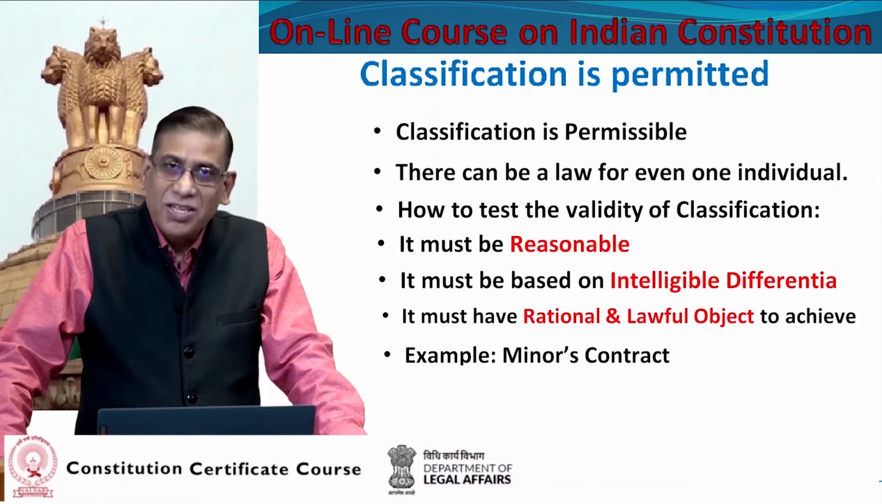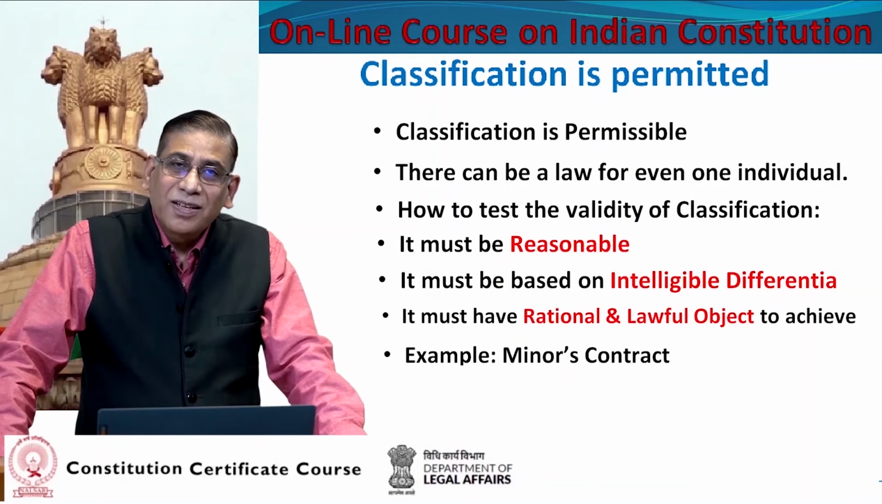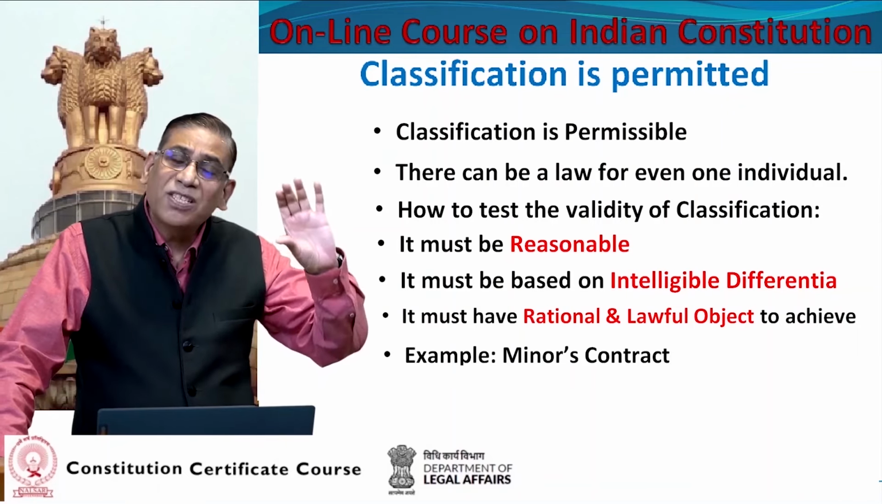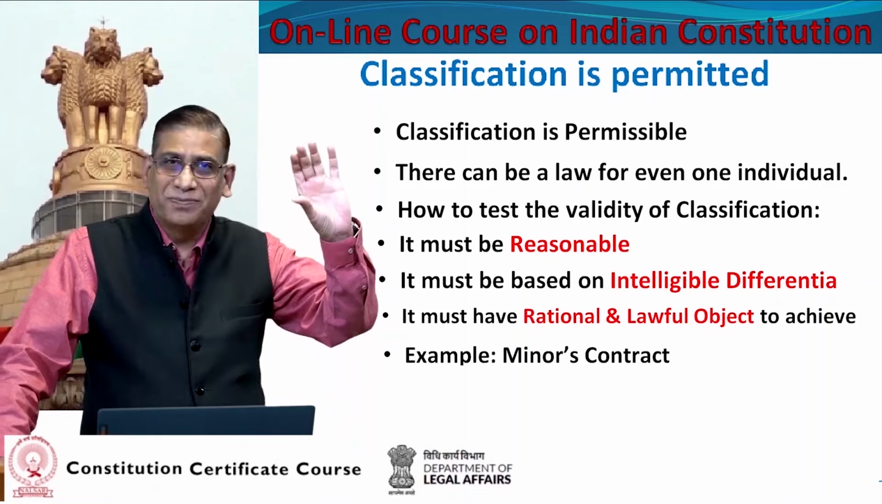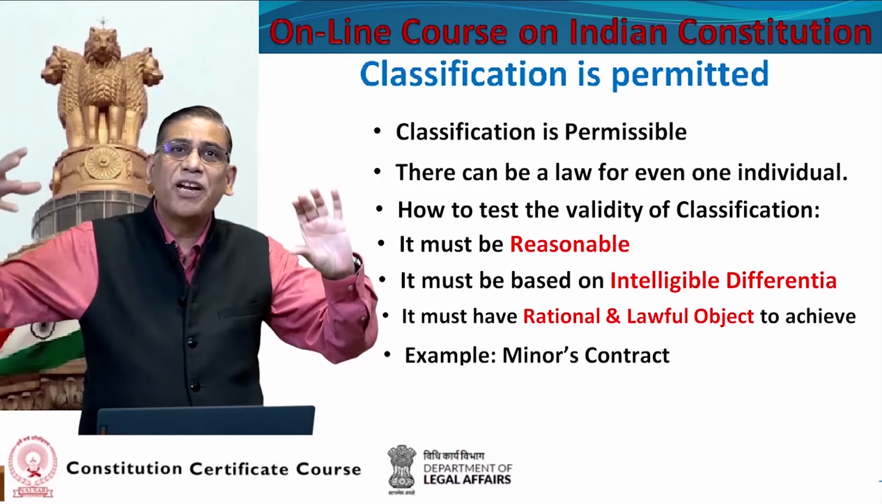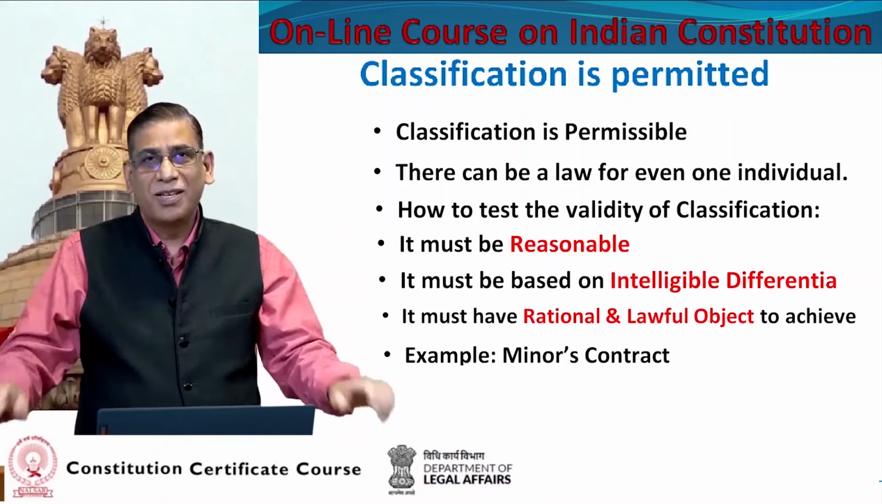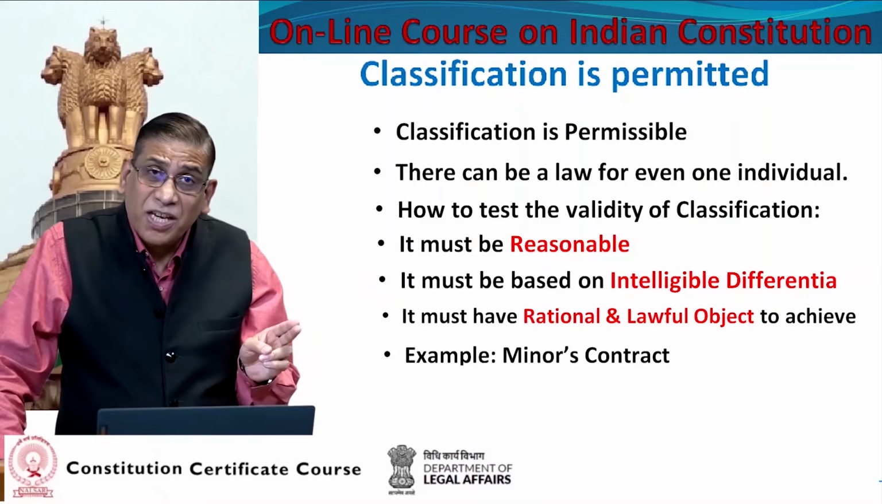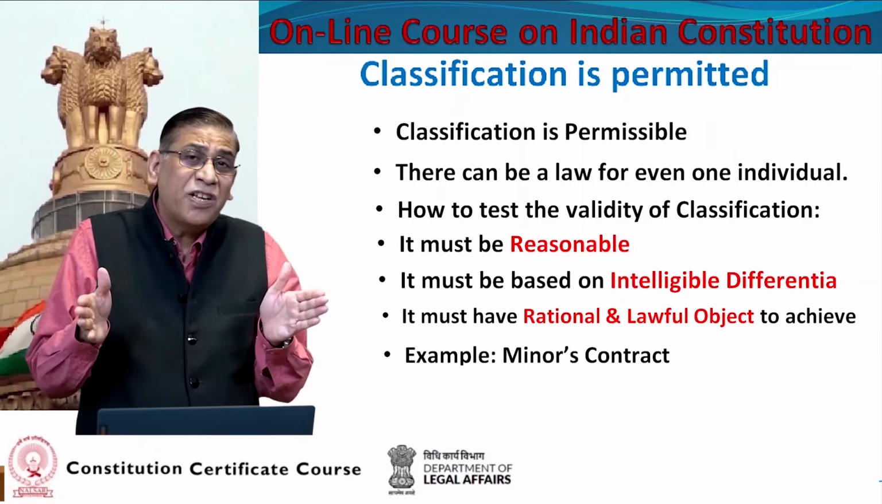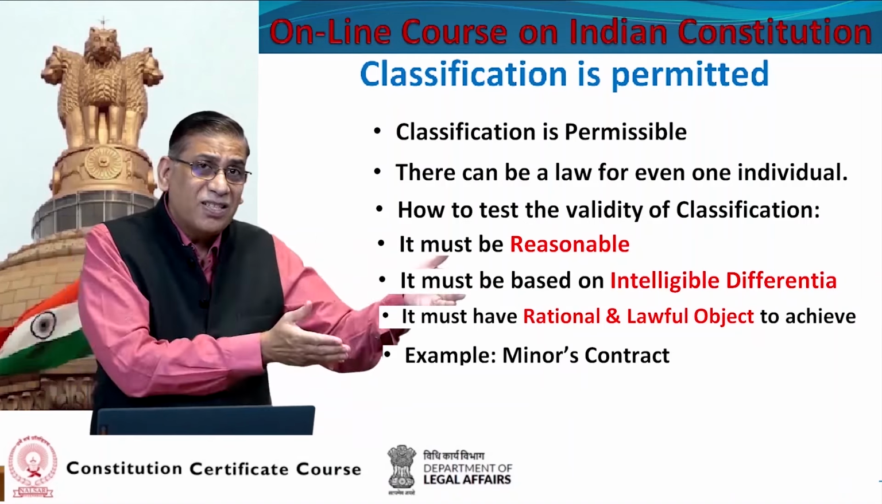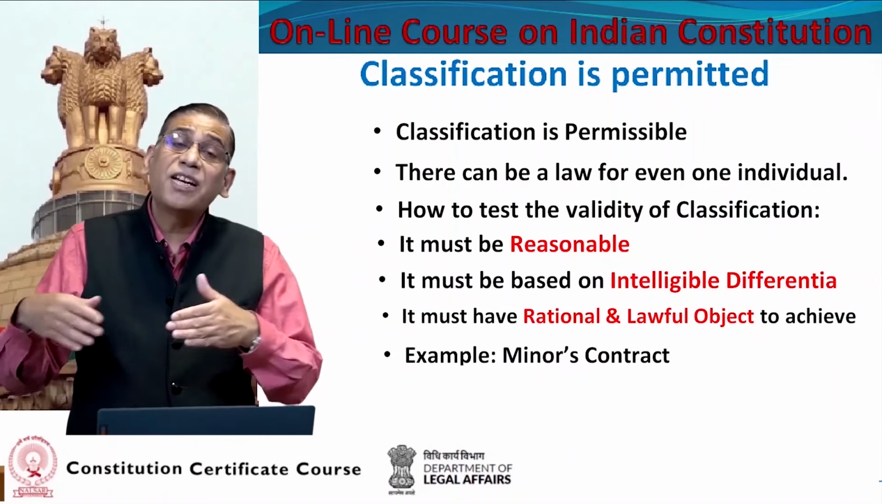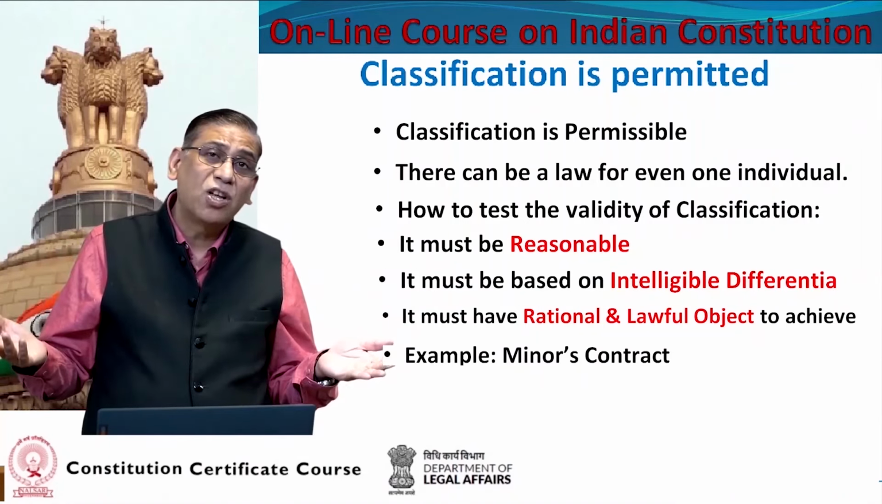The classification is right because minors don't have the same kind of maturity as compared to majors or adults. So classification is reasonable. And then this classification is based on intelligible differentia between adults and minors. And it has a rational object to achieve. What is the object to achieve?